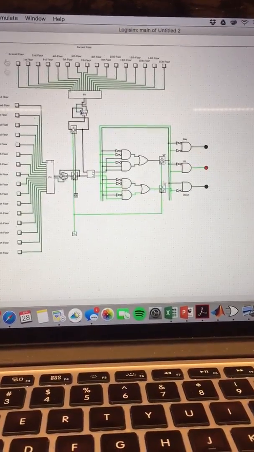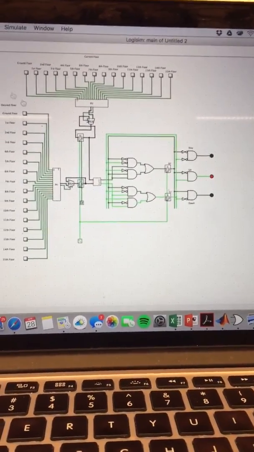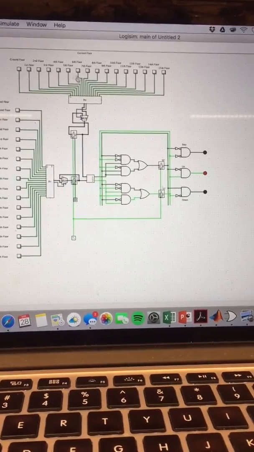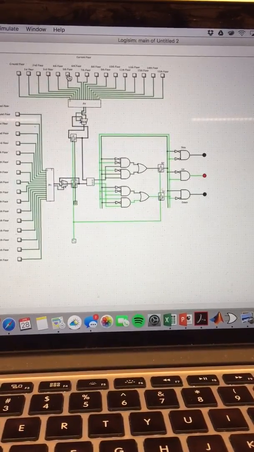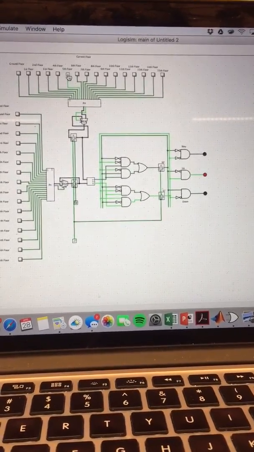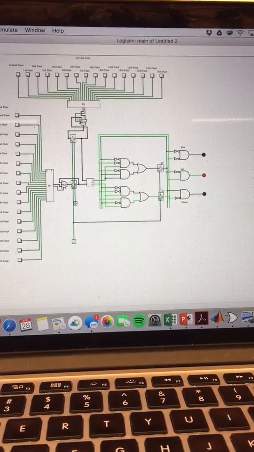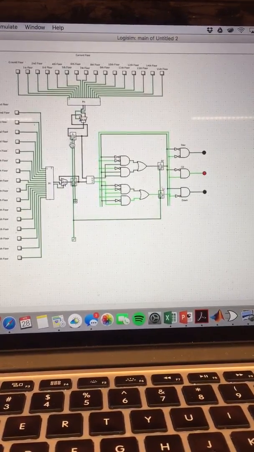Up here, we have our current floor, and these would be updated by the elevator itself. So when the elevator passes the 5th floor, it will activate the button, which goes through a similar enabled flip-flop and stores it in the register.